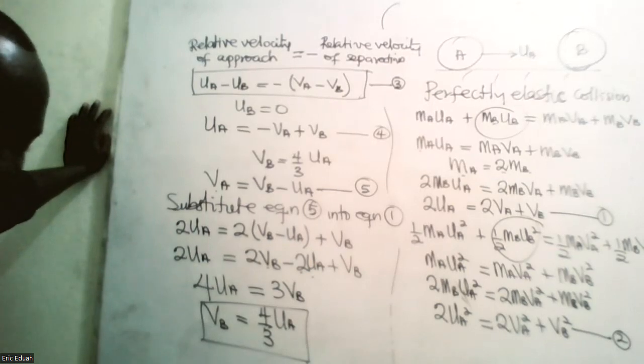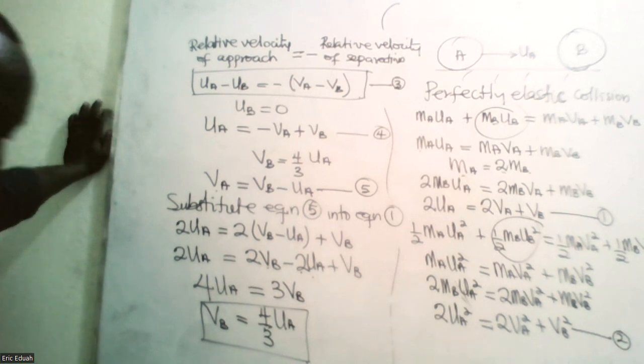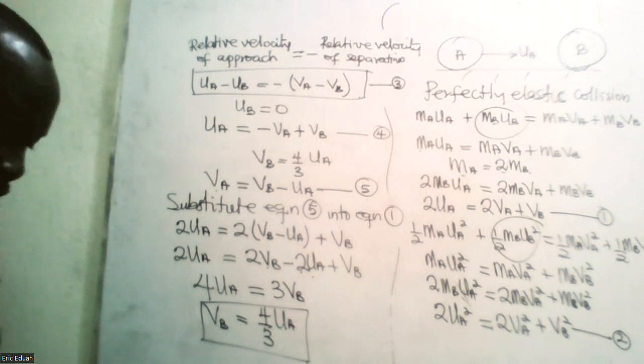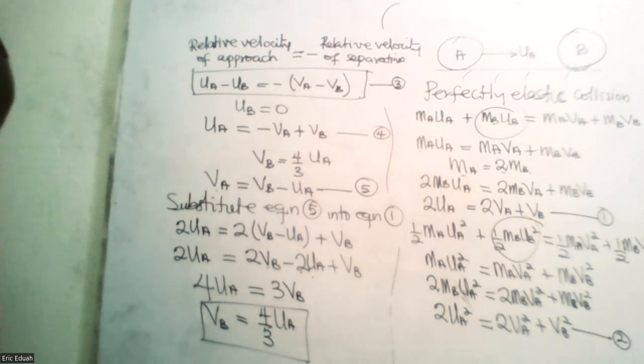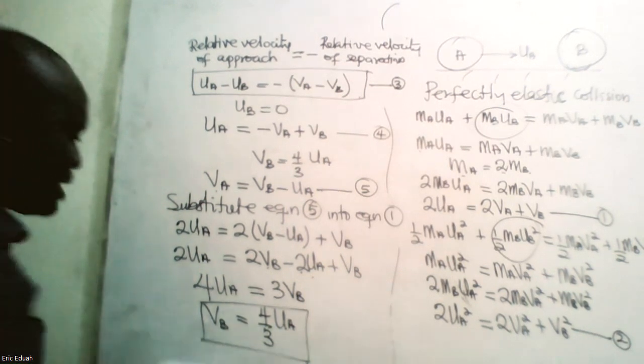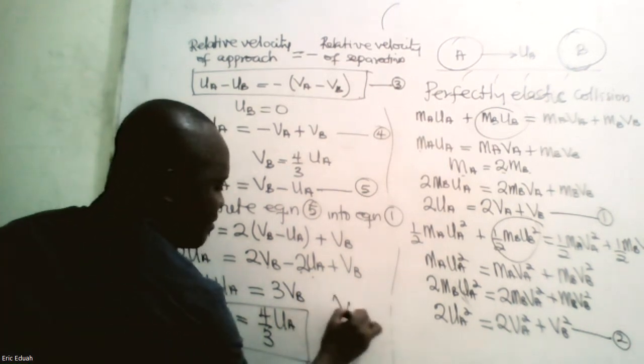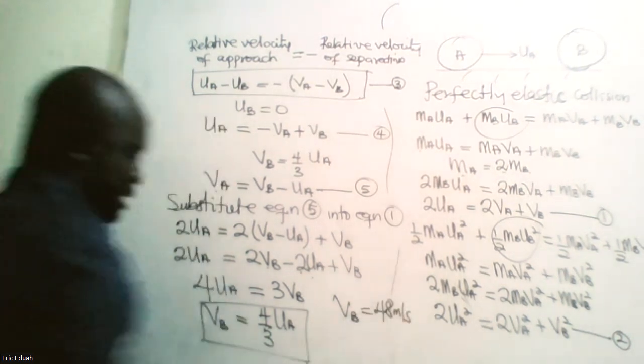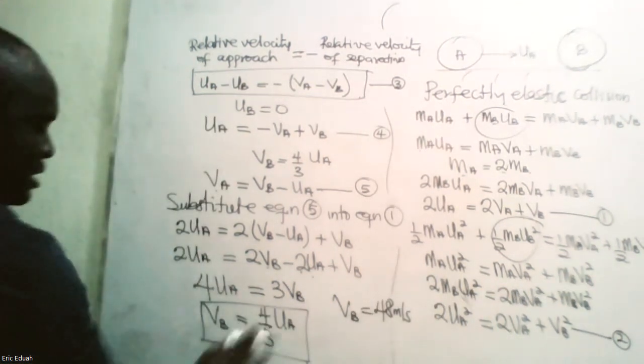Now, the second question. Calculate the initial velocity of A if B moved at 48 meters per second after collision. So we are to calculate the initial velocity of A, UA. If after collision, B moved at that speed, it means that VB is equal to 48 meters per second. And we are to find this UA.